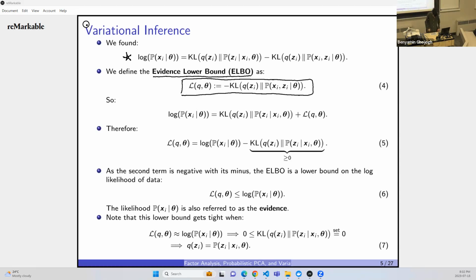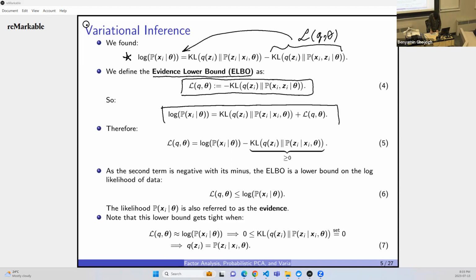So basically here I defined it to be L of Q and theta. By the way, this L is not Lagrangian. Don't confuse it. That's ELBO. Then I rearrange things. So I bring this to the other side. It gives me this.